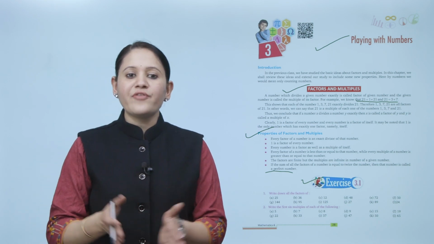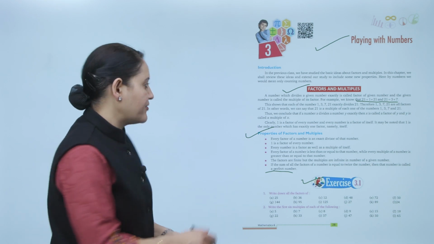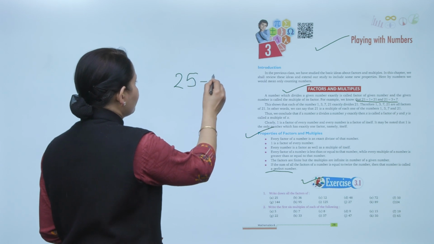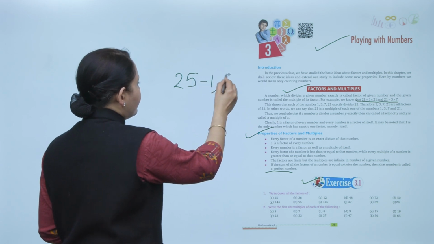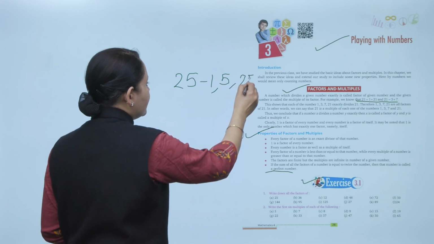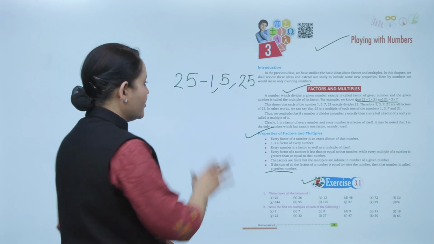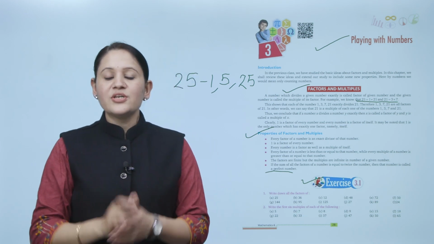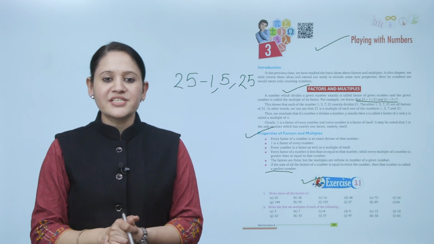Write down all the factors of, first, the number 25. The factors of number 25 are 1, 5 and 25. So these are the factors of the given number. Clear? So you have to practice all the questions of this exercise.